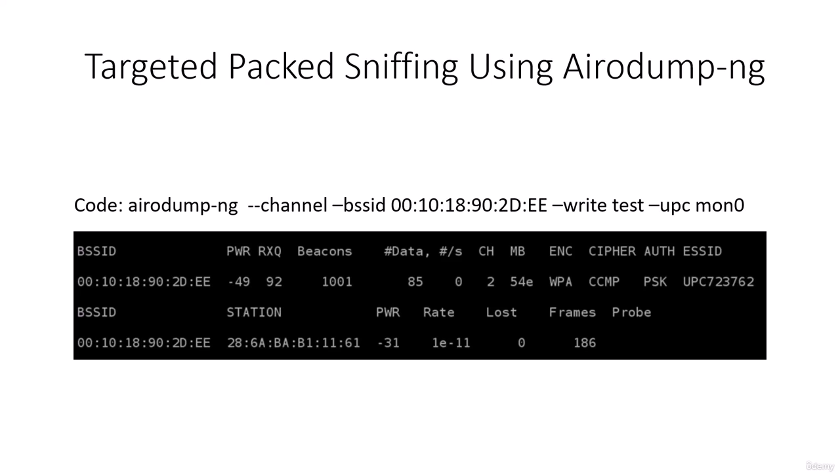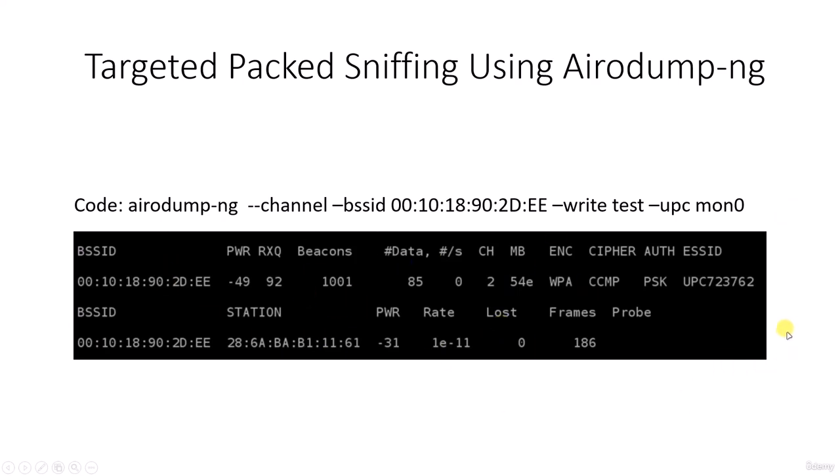So it's the same program that we used before. We put the channel of the target access point, and the BSSID, which is the MAC address of the target access point. Then we put the file name where we want all those packets to be stored, and the name of the Wi-Fi card in monitor mode. If you just type this and press enter, you will see something like this.